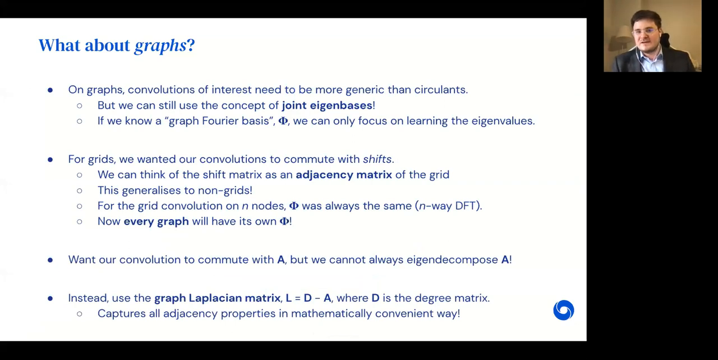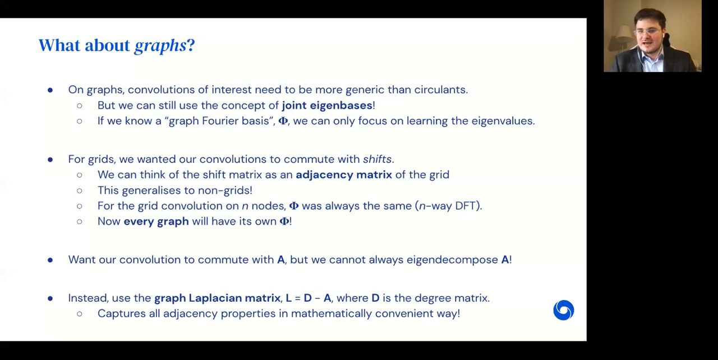Now, the problem with graphs is that convolutions of interest are usually far more generic than circulant matrices, so it's really hard to reason about what those matrices might look like. But we can still use the concept of shared eigenbases. If we know some graph Fourier basis for our graph, we can focus only on learning that operation's eigenvalues. For grids, we wanted to commute with shifts, so that's why we had the circulants. And we can think of these shifts as an adjacency matrix for the grid. And this can generalize when you don't have a grid.